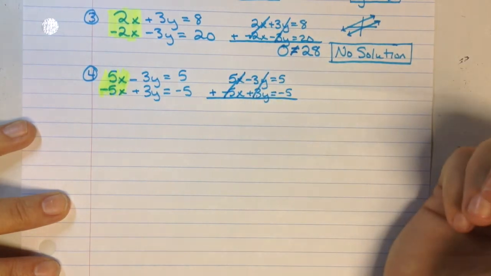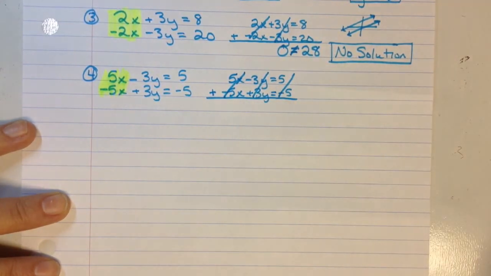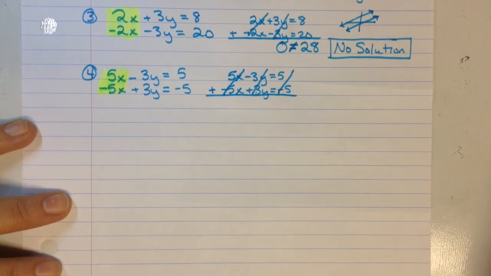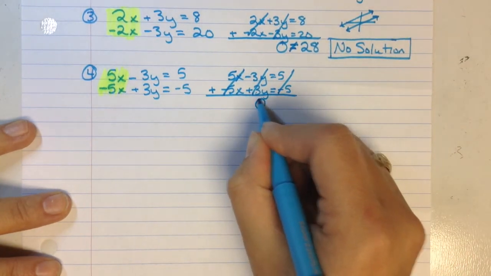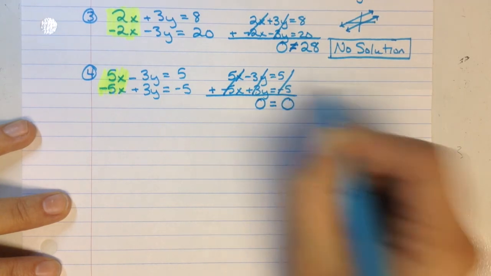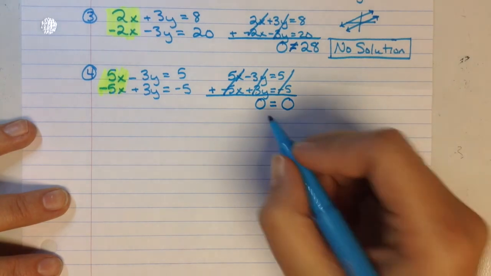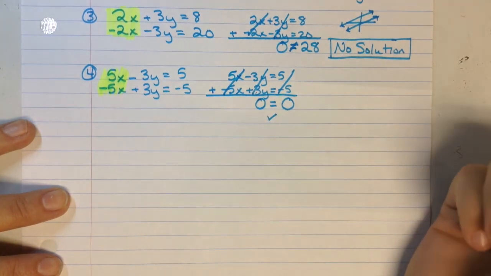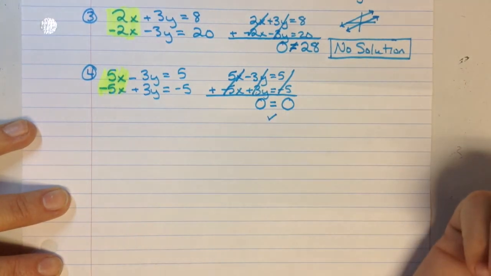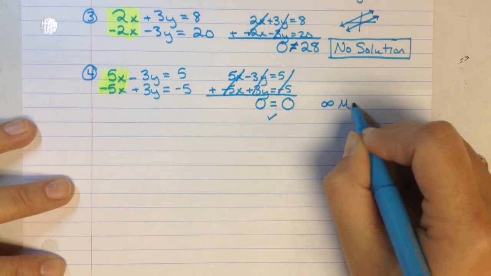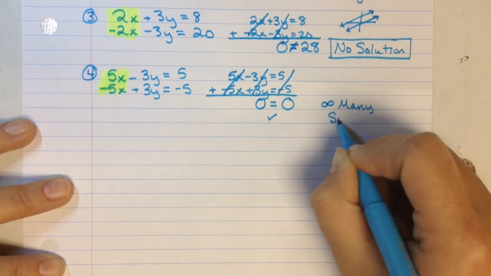Uh-oh. Guess what's happened every single time? They all canceled out. If they all canceled out, you're left with 0 on the left-hand side and 0 on the right-hand side, and the equation now reads 0 equals 0. Is that a true mathematical statement? Well, yes, 0 equals 0. And if you're left with a true mathematical statement at the end, you would not say it has no solution. You'd say it has infinitely many solutions.